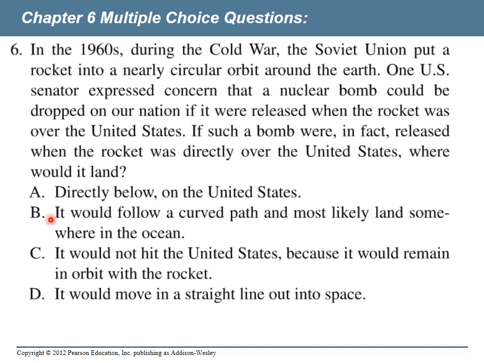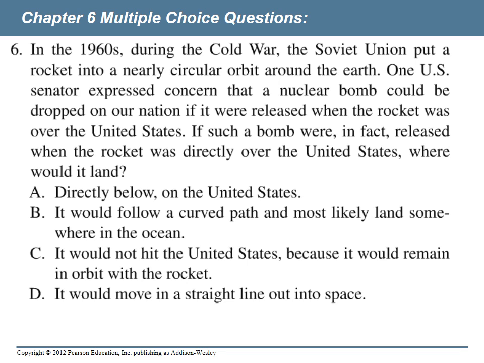Other choices here are: follow a curved path and most likely land in the ocean; it would not hit the U.S. because it would remain in orbit with the rocket; or it would move in a straight line out into space. Hopefully you wouldn't say D either, because we're talking about gravitation, and Earth's gravitational attraction is going to pull it towards the center, right? So it's not going to move in a straight line. So we know A and D aren't going to work. It's not going to fall directly below because it's moving along, and it's not going in a straight line because it's being accelerated down.